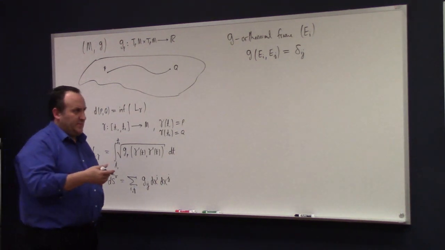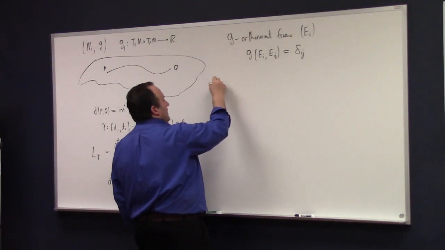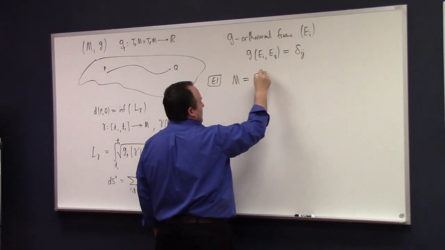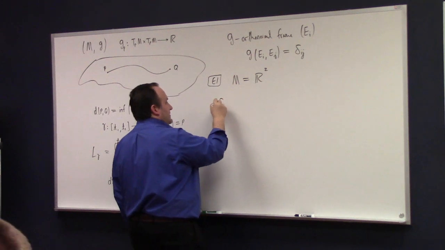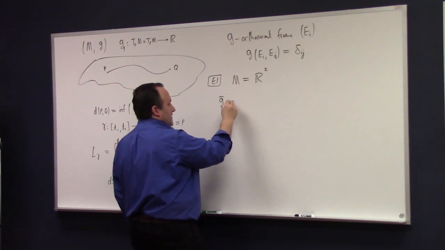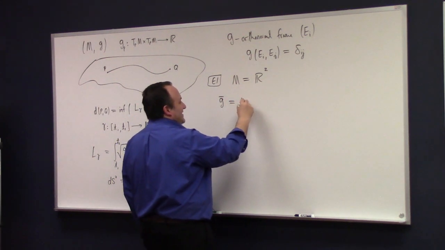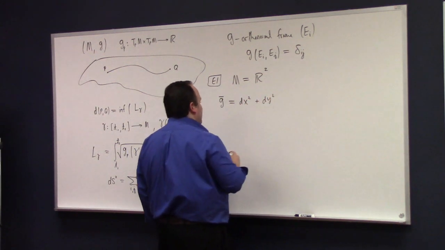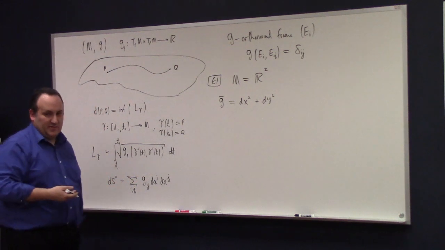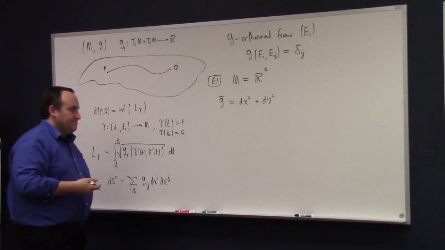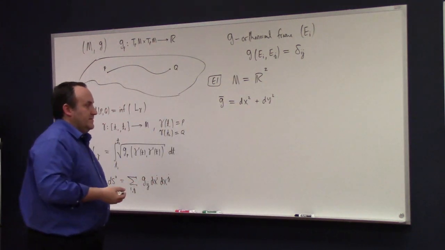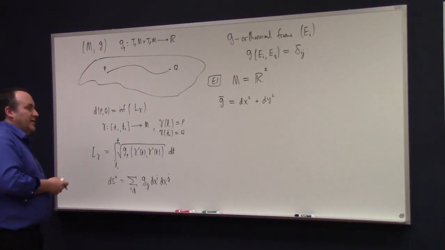For example, let's just take the plane. On the one hand, you could talk about G bar, so dx squared plus dy squared is the Euclidean metric on the plane. There are other things, though. There are all kinds of other weird metrics we could put on the plane.